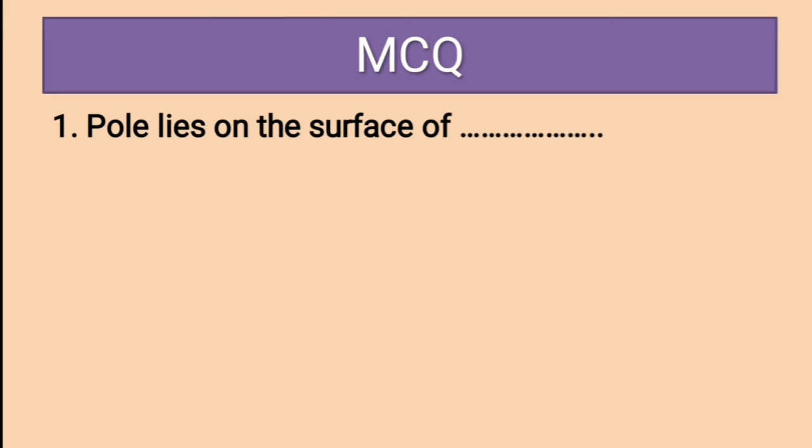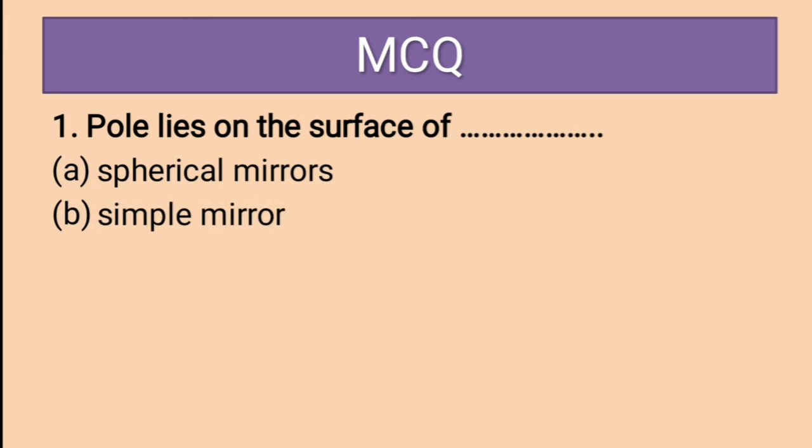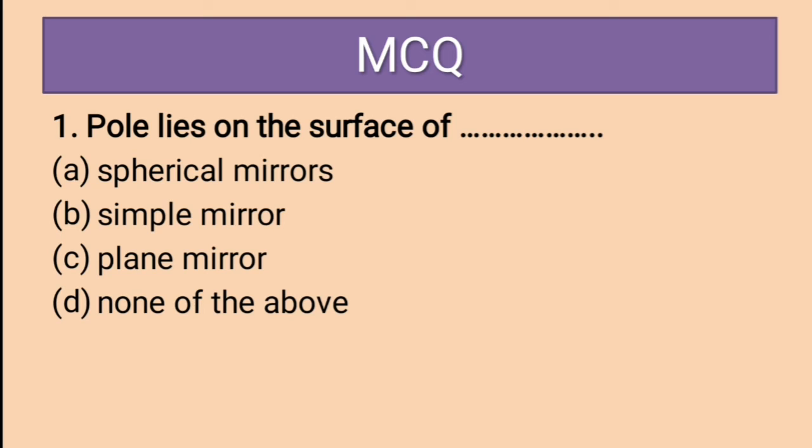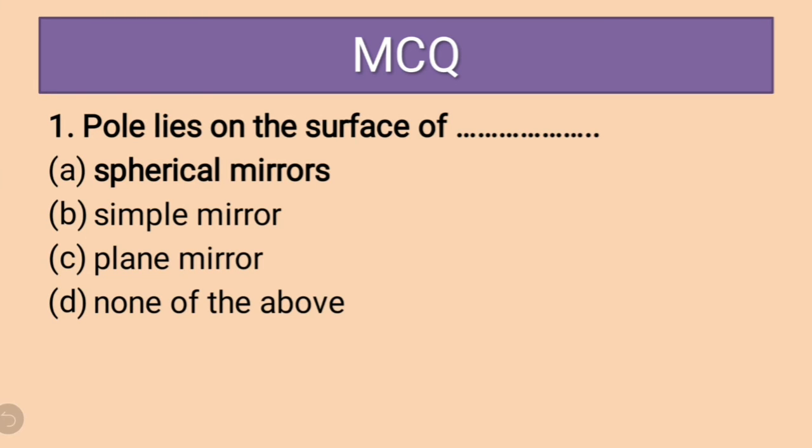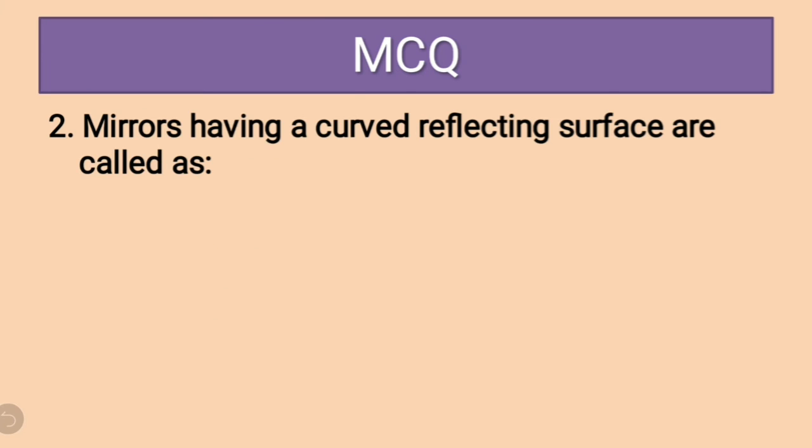Now we'll solve some MCQs from the chapter. So the first question is, pole lies on the surface of dash: spherical mirror, simple mirror, plane mirror, none of the above. What should be the correct option? The correct option is spherical mirror. So the answer is, pole lies on the surface of a spherical mirror. Let us see the next question.